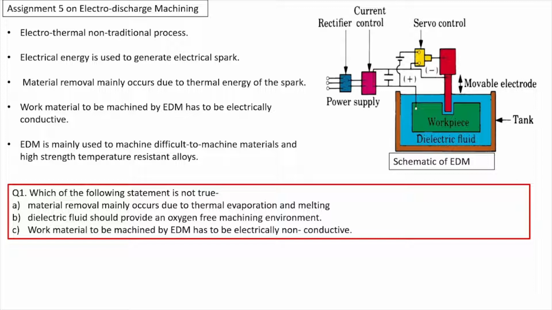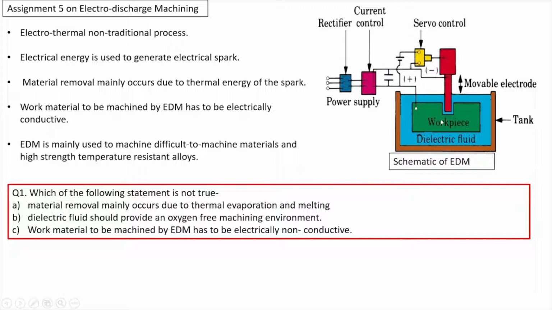The tool and workpiece materials are immersed in a dielectric medium. I'll discuss it later, but generally kerosene or deionized water is used as the dielectric medium. Both tool and workpiece are immersed in it, and a gap is maintained between the tool and the workpiece. Depending upon the potential difference and that gap, an electric field will be generated.